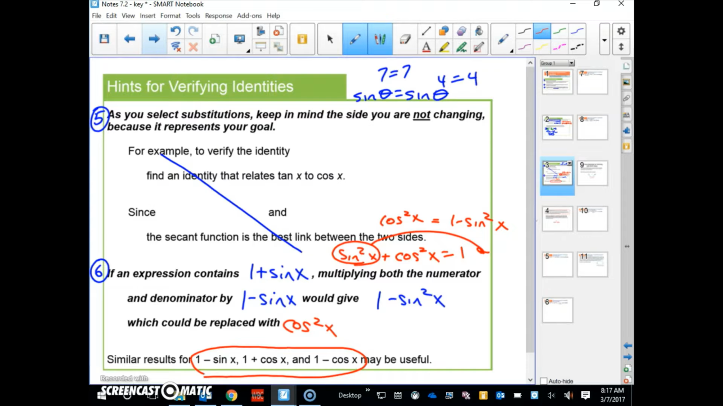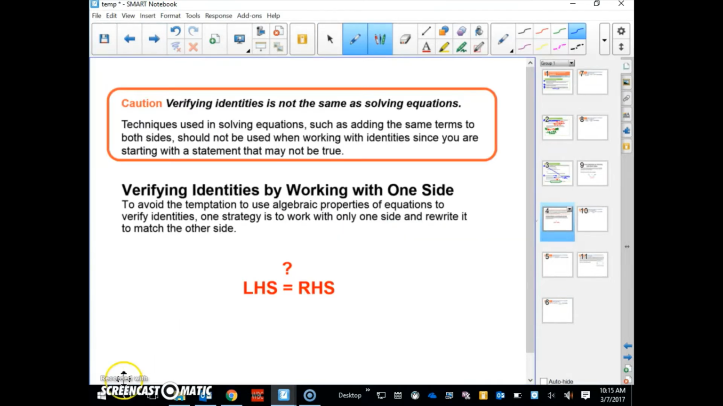A lot of the hard questions in this lesson will use that property, and if you see one of those, a lot of times you're going to want to multiply by that conjugate. Caution, it says verifying identities is not the same as solving equations. For years, we've had equations like this, and we've always said, well, let's just divide both sides by 4. It's going to be very tempting for you to try to do that, but you're not going to be allowed to do that. Consider this.